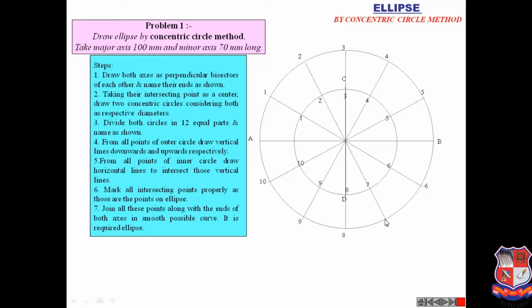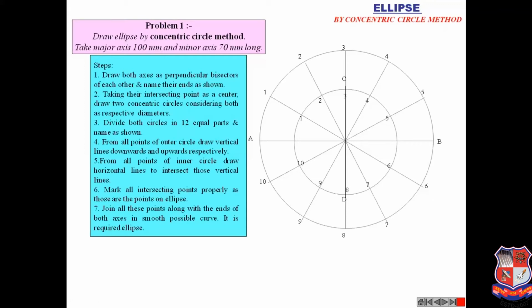Okay, after that, from all the points of the inner circle, draw a horizontal line to intersect those vertical lines. Means you have to draw a vertical line from the outer circle and a horizontal line from the inner circle. So you will get one intersection point.